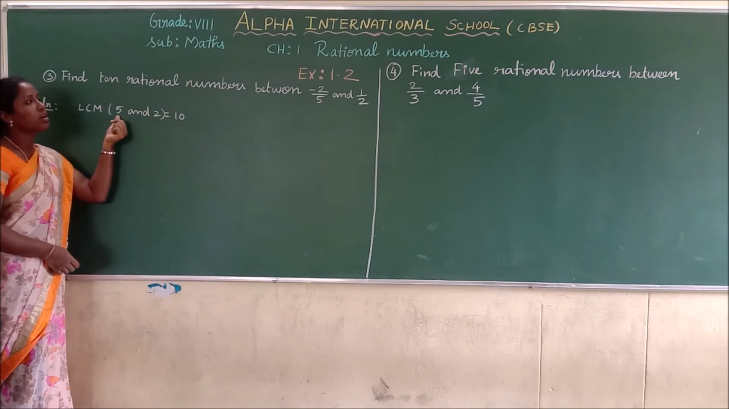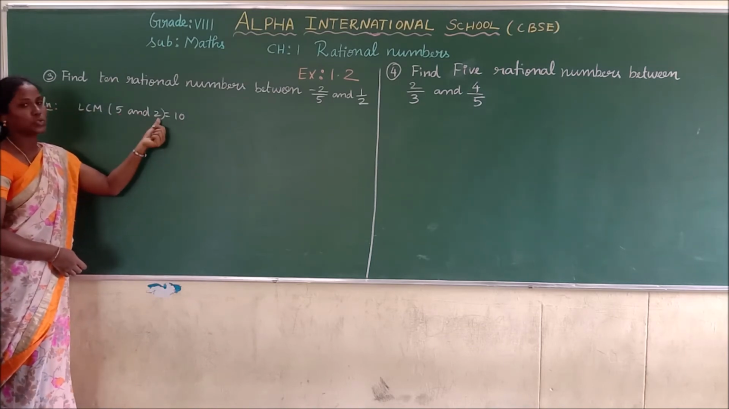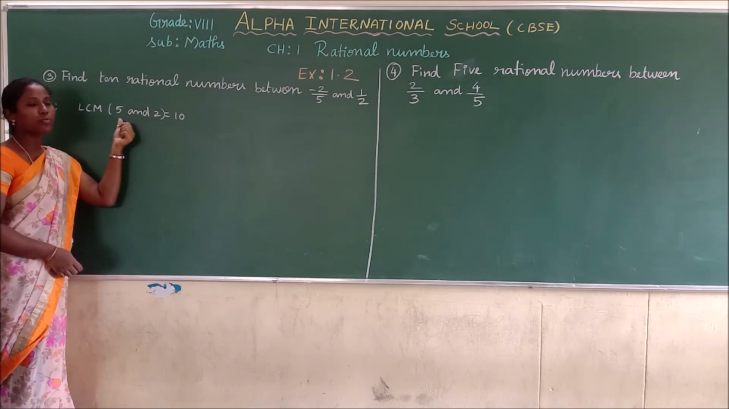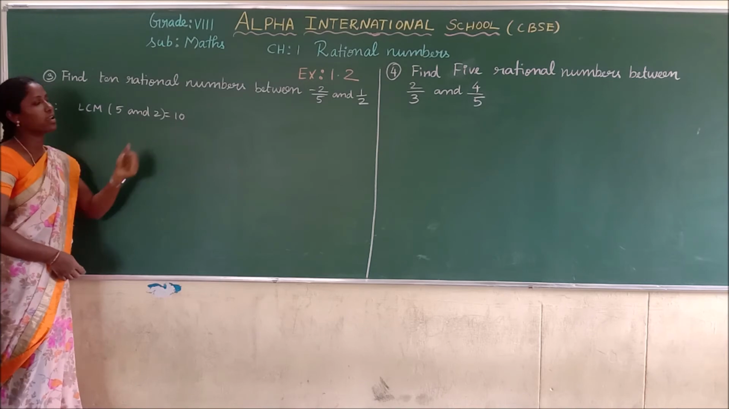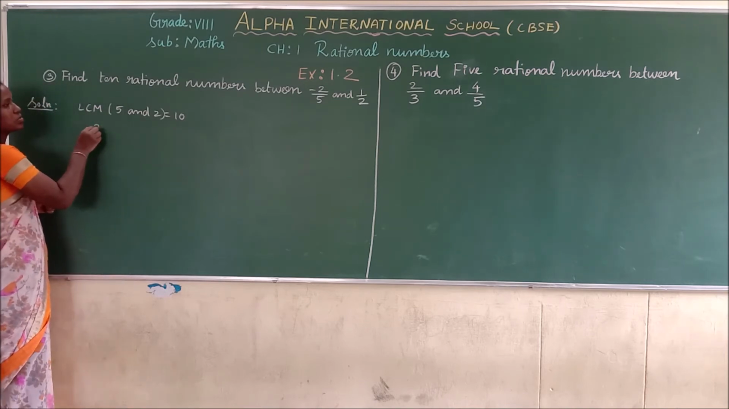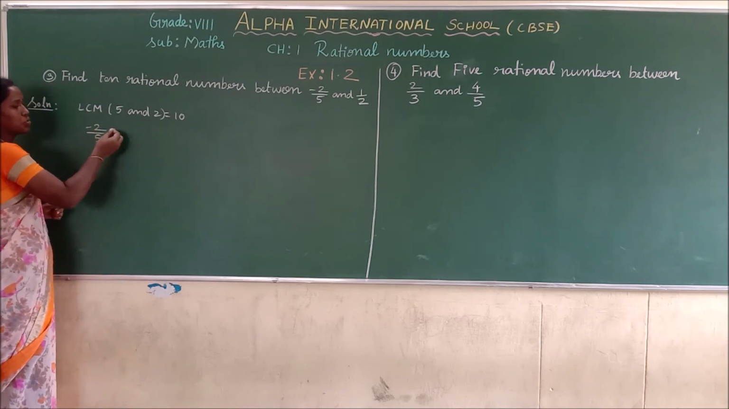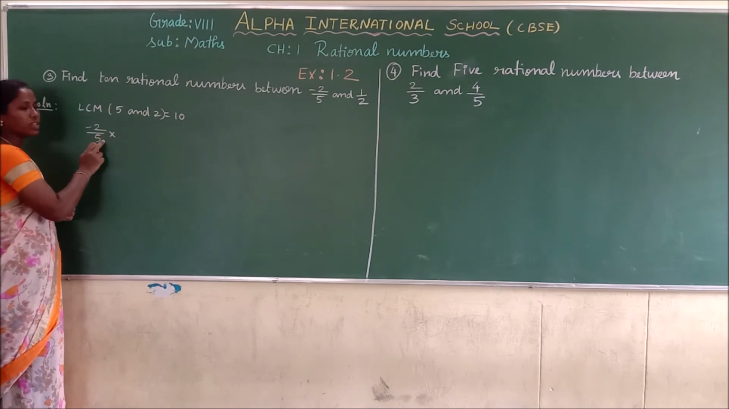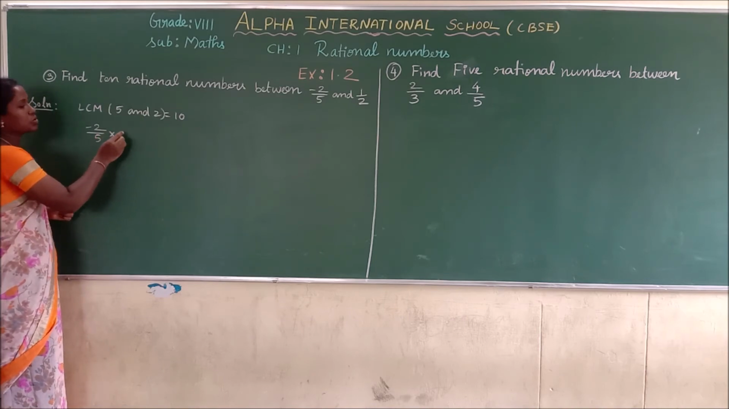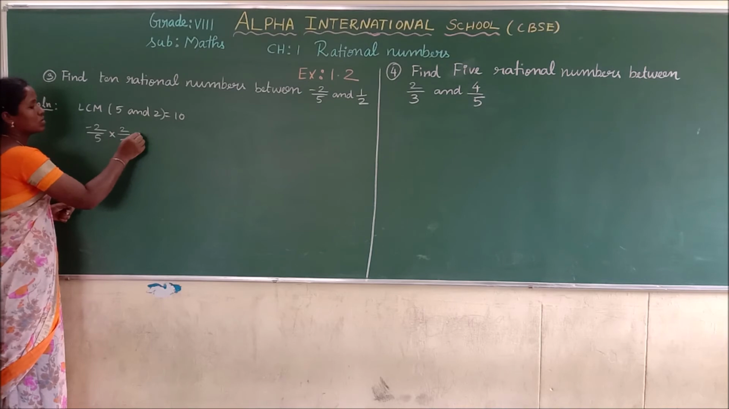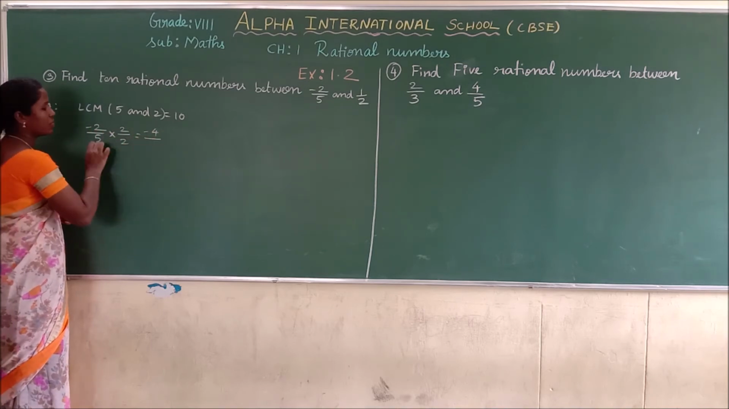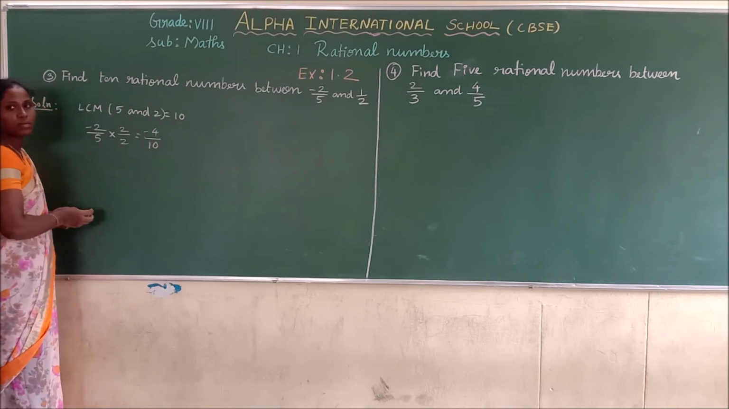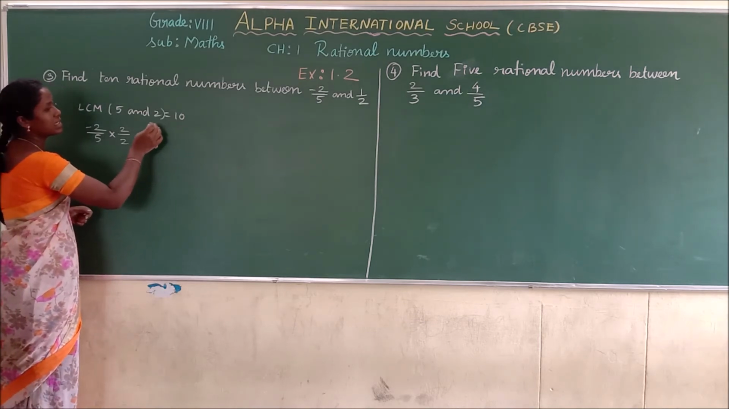See here, the denominators are 5 and 2. So we are going to take the LCM for 5 and 2. What is the LCM for 5 and 2? It is 10. Take minus 2 by 5 into, so what number do you have to multiply with 5 to get 10? 2. So multiply by 2. So it is minus 4 by 10. Isn't it? Yeah.